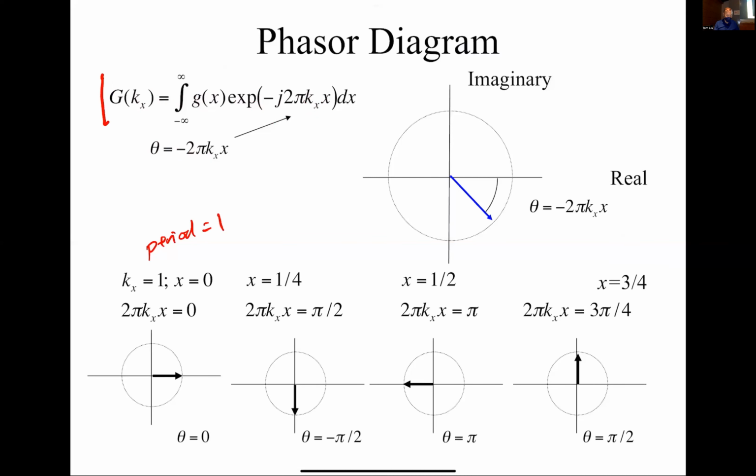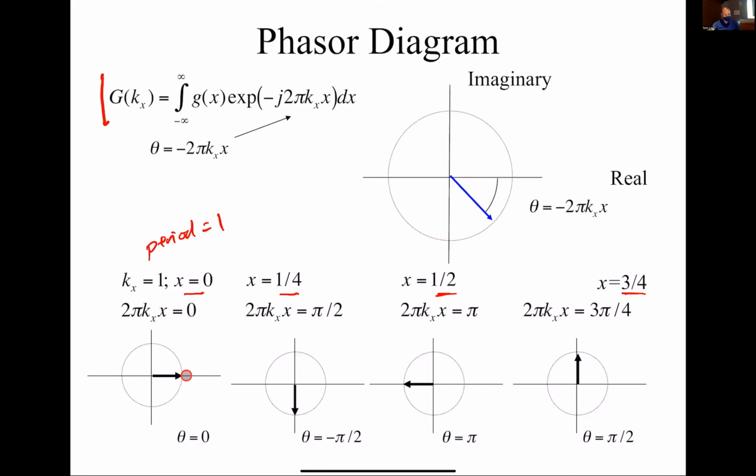Okay, so here I'm looking at x equals 0, x equals 1/4, x equals 1/2, x equals 3/4. So this just means that the way to think about this phasor is that at x equals 0, 2 pi kx just equals 0, right? So this has 0 phase, right?